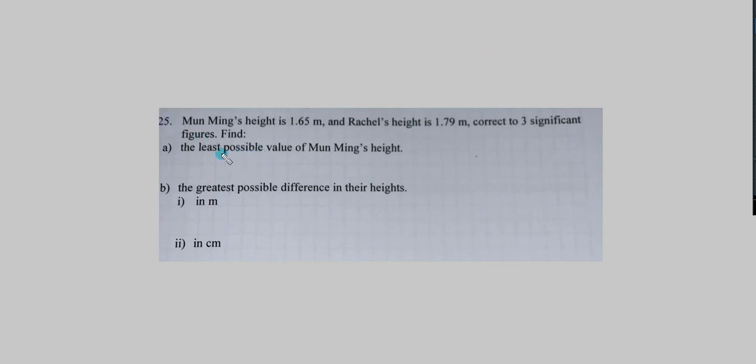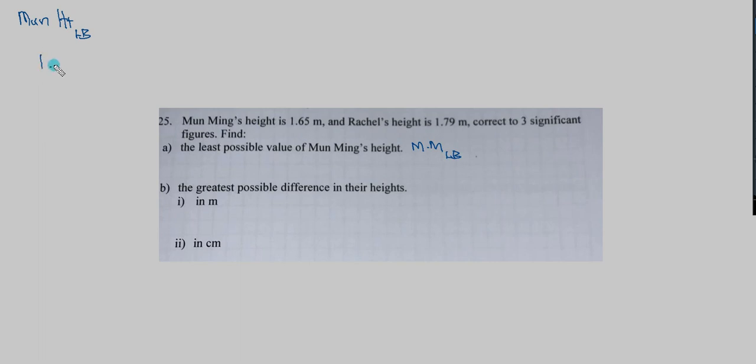Okay, now let's look at the question. It requires the least possible value of Manming's height. So basically, it's looking for Manming's height at its lower bound. Okay, that basically is Manming's lower bound.